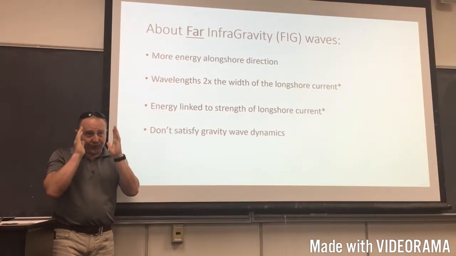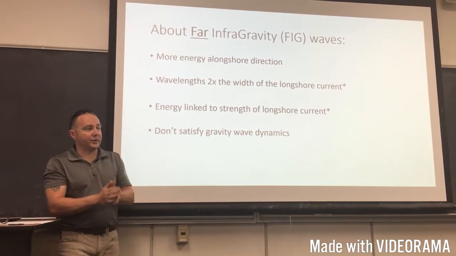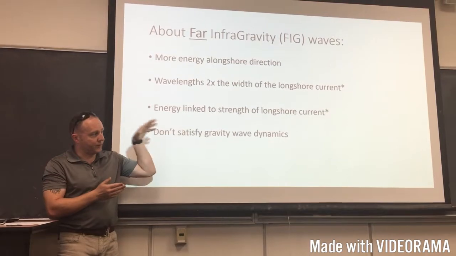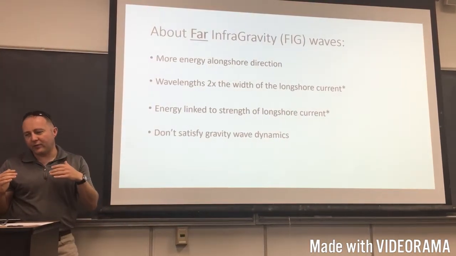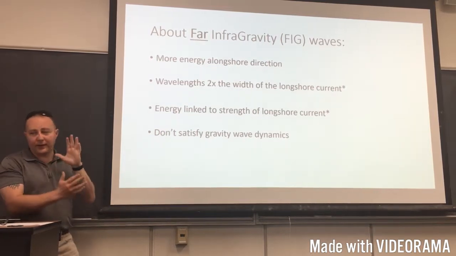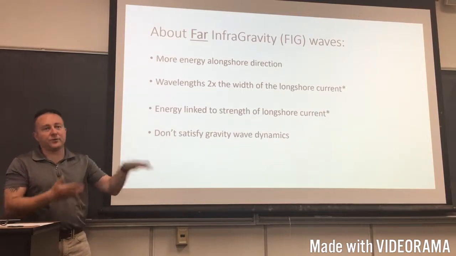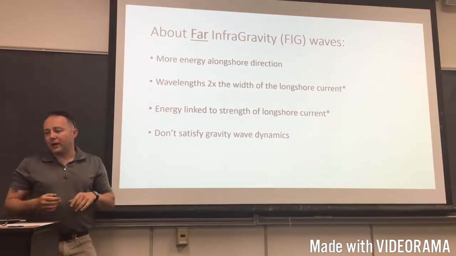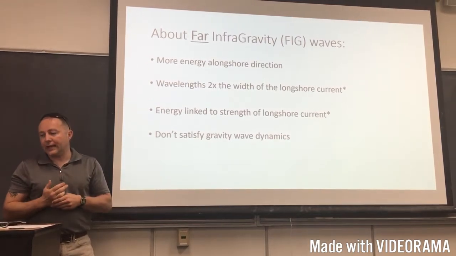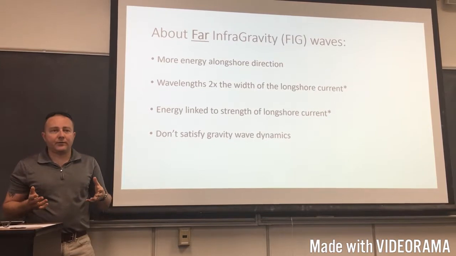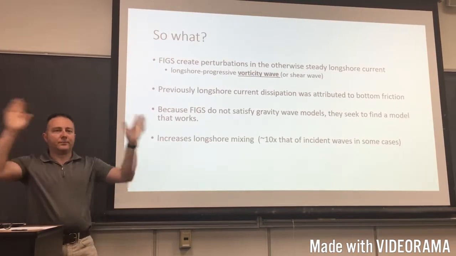This is exactly what Chris stated, this energy along the longshore direction that they noted in this other paper. It seems like when the energy comes in from these infragravity waves, it transfers along the longshore direction. They noticed that for these far infragravity waves, their wavelengths are about twice the width of the actual longshore current itself. Remember this, the wavelength is twice the width of the longshore current. So the energy is linked to the strength of the longshore current, so there's a direct link there. And the big thing is they don't satisfy the gravity wave dynamics, which is why they're coming up with this mathematical solution.